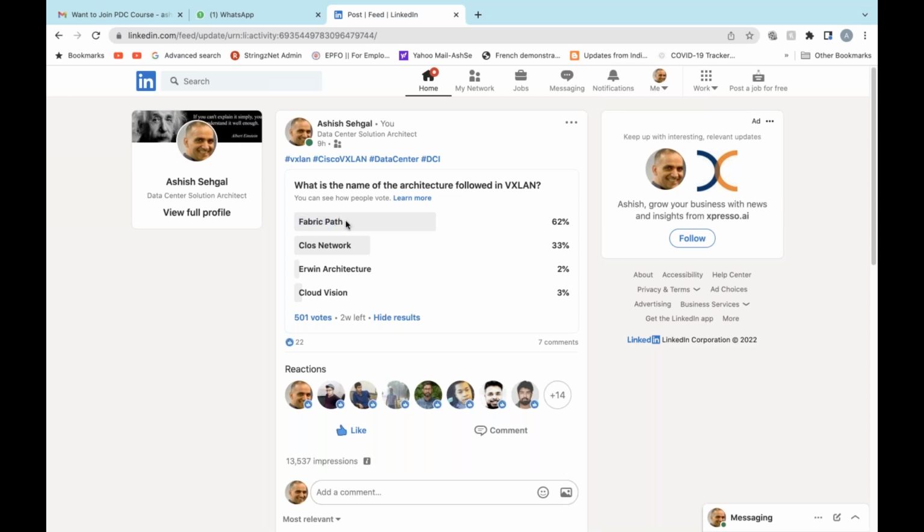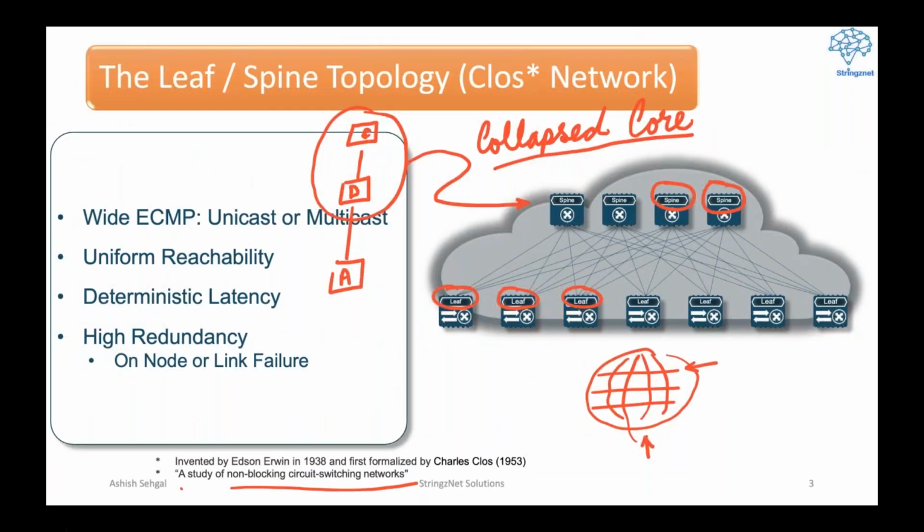Now they probably thought of the question in a different way. FabricPath is also based on the same architecture, my dear friends. FabricPath, FP, is no more included in the CCIE Data Center version 3.0 blueprint. It is an old Cisco technology, no more in use, and this technology was also based on this architecture only, formalized by gentleman Charles Clos. So FabricPath is not the answer, it is a Clos network which is the correct answer.